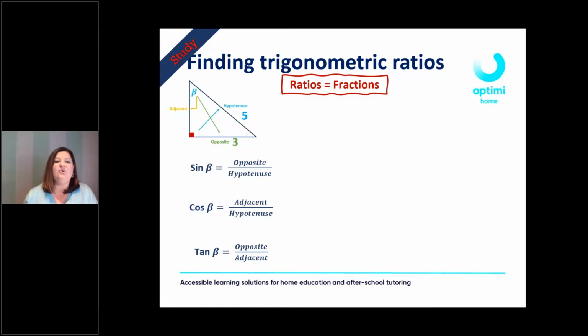So let's give them all a number so that it's not so abstract. With the hypotenuse, I'm going to give it a length of 5. With the opposite, I'm going to give it a length of 3. And with the adjacent, I'm going to give it a length of 4. Right. I am going to give you 1 minute to write down on your own what the answers would be for sin beta, cos beta, and tan beta if I use these lengths that are given to you.